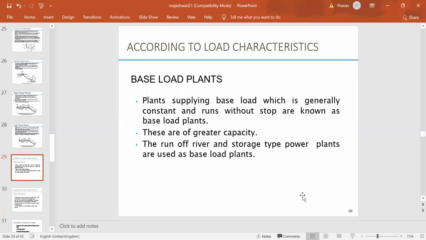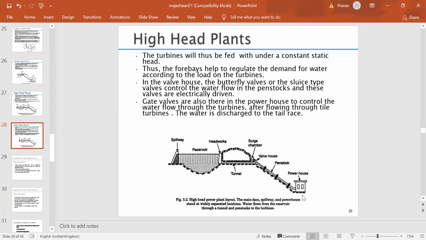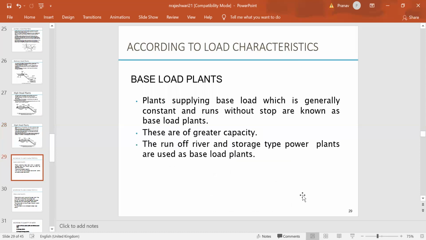So these are the three types of power plants, that is low head, medium head and high head power plants. And another classification is according to the load characteristics. According to the load characteristics, there are base load and peak load power plants.